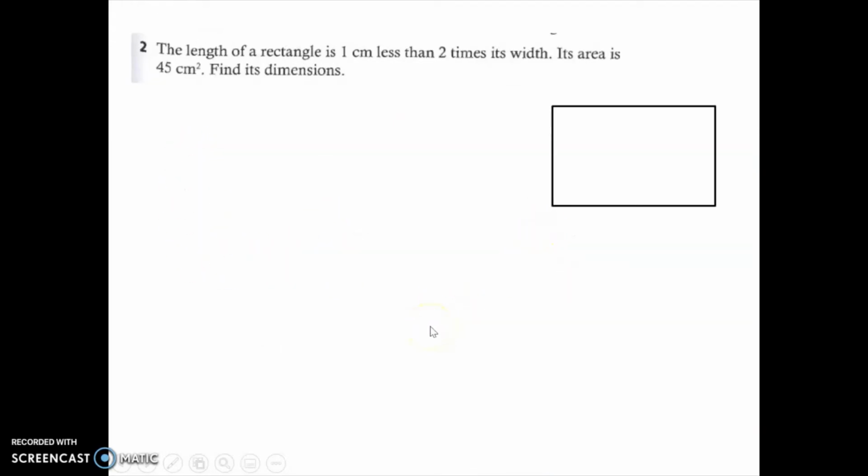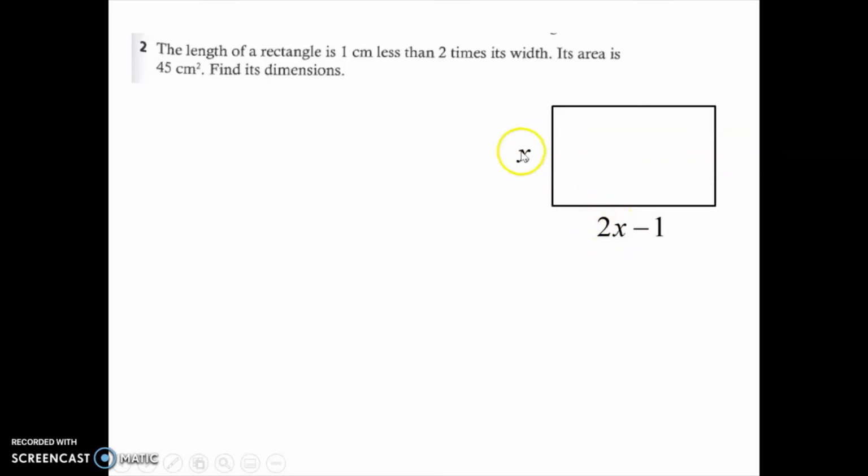So let's keep getting a hang of these. Here's your next one here. Okay, the length of a rectangle is 1 centimeter less than 2 times its width. So a little bit more complicated than the last one, but the same idea. We're trying to label these. Okay, 1 centimeter less than 2 times its width. So let's say the width is x, and then the length is 1 centimeter less than 2 times the width. So see, 2 times the width here, and 1 centimeter less than that.